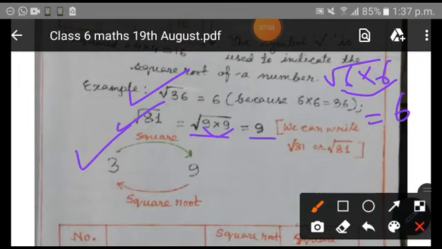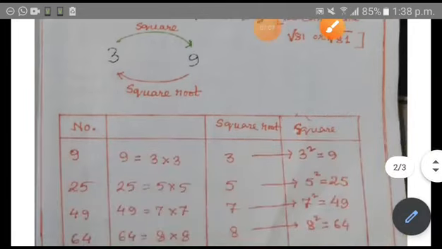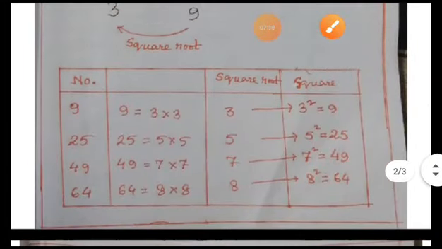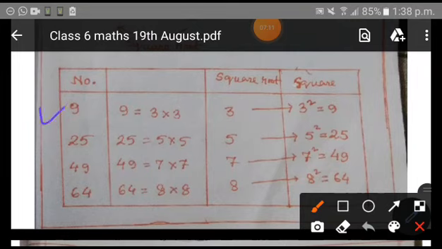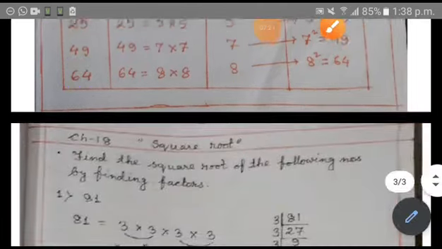Here it is represented over here. So now the square number, suppose 9 is the number and its square root will be 3. Root over of 25 is 5. Root over of 49 is 7, because 7 7s are 49. Root over of 64 is 8, because 8 8s are 64.